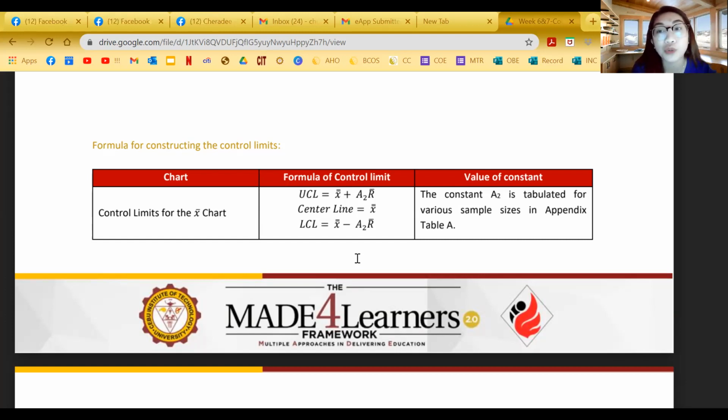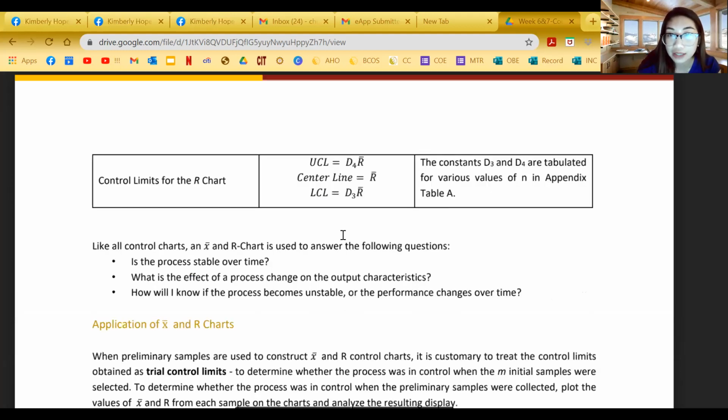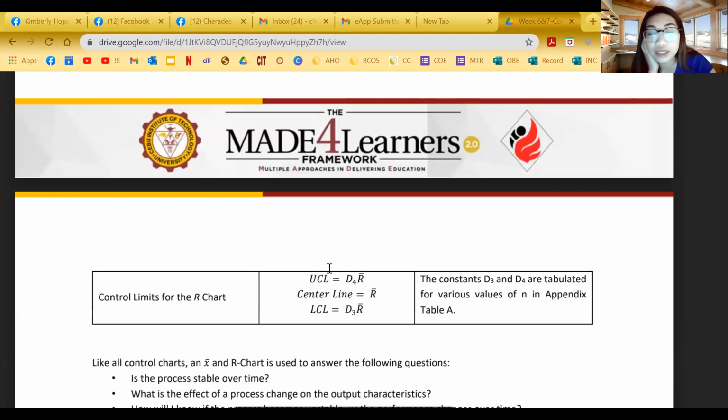More than 12, so 13 and above, especially if 35 or 30, it's already a kanang population, di ba? Considered na population, we will use X and S. So the dispersion that we're gonna use is already the standard deviation, not the range. Gets? Clear? Yes, miss.